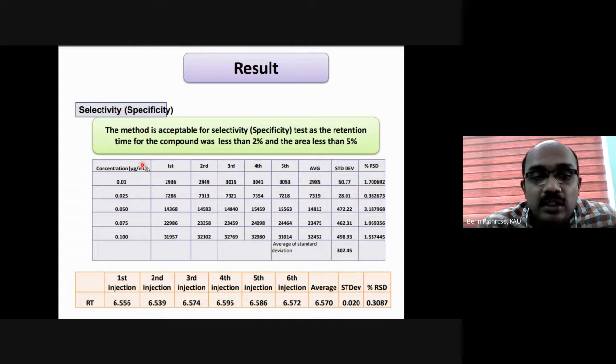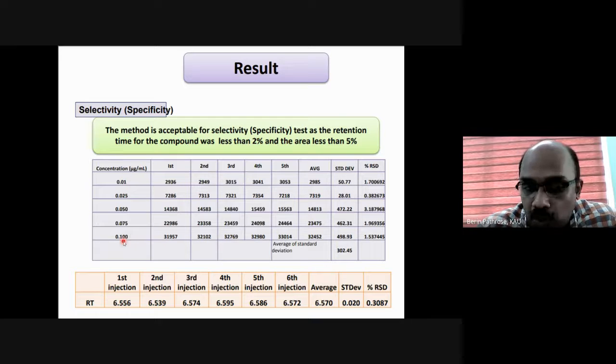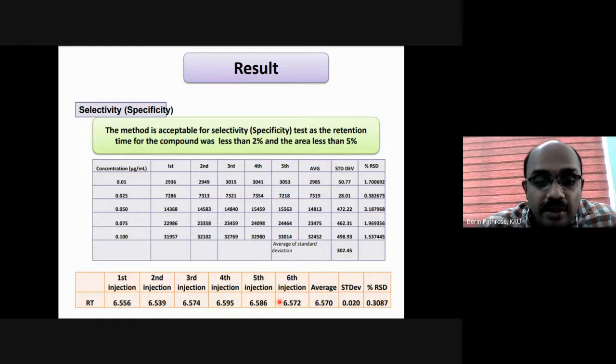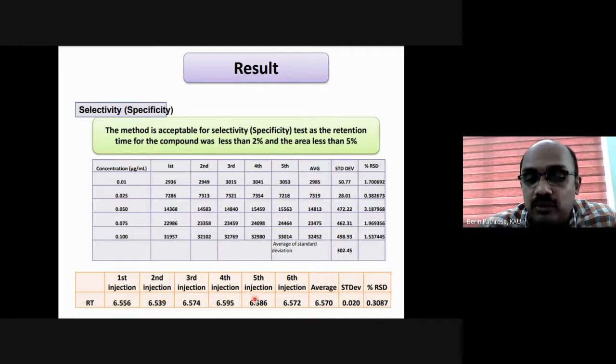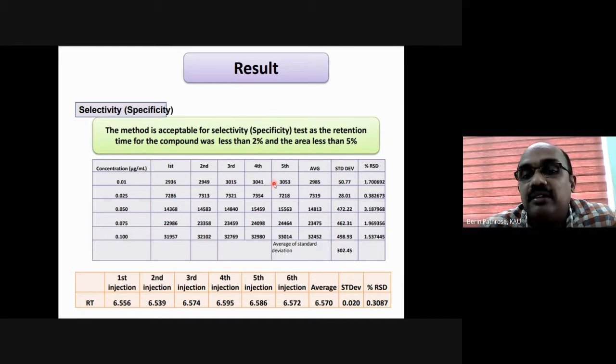Okay, this is selectivity. Here we can see different concentrations ranging from 0.01 ppm to 0.1 ppm; microgram per ml is ppm. Each concentration we have injected first, second, third, fourth, fifth and sixth times, and you can see a slight change in the retention time with each injection. The peak area also shows a slight variation.